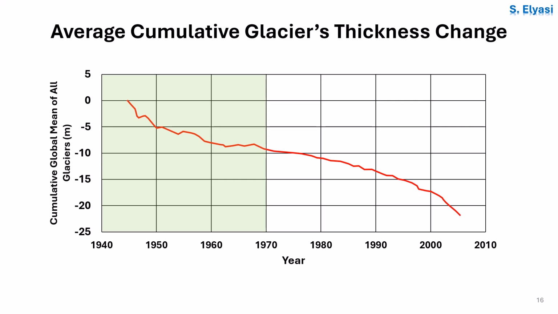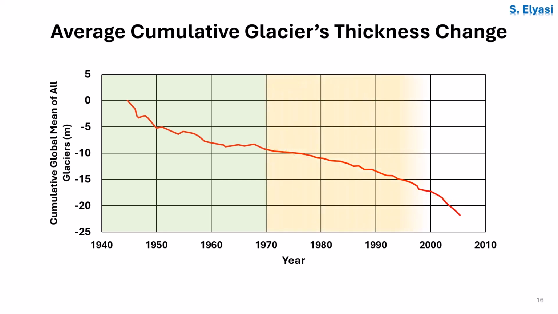Accelerated decline, post-1970. Post-1970, the graph depicts a consistent and significant downward trend. This period aligns with the global warming effects intensified by increased greenhouse gas emissions, as suggested by scientific literature. The trend reflects that glaciers began to shrink rapidly as a response to rising global temperatures.